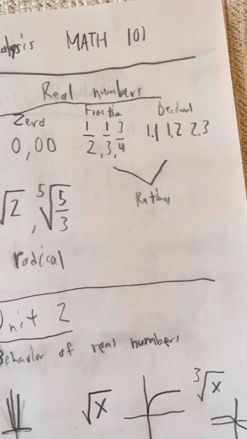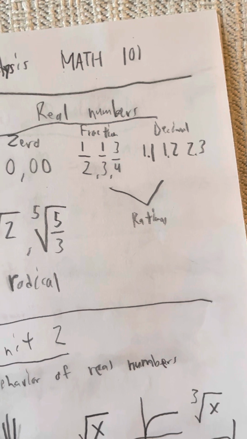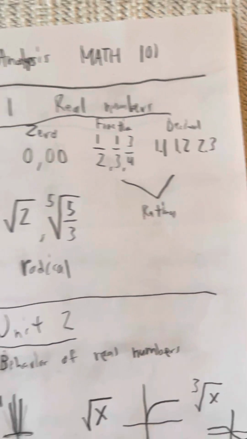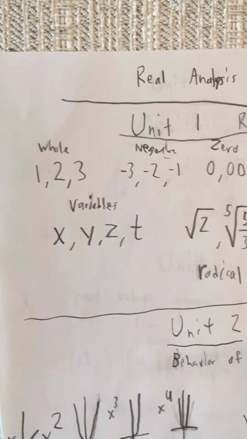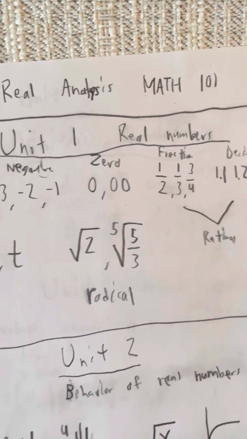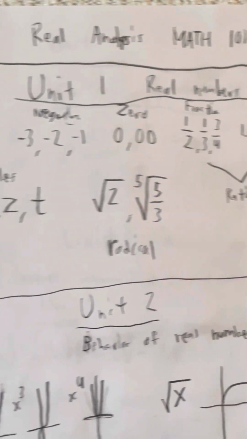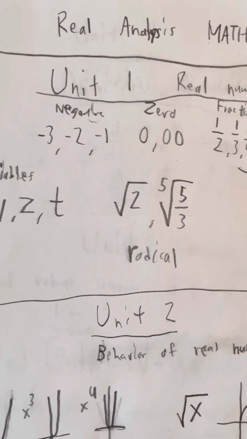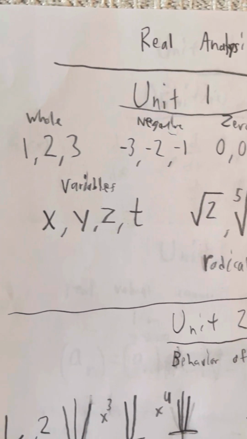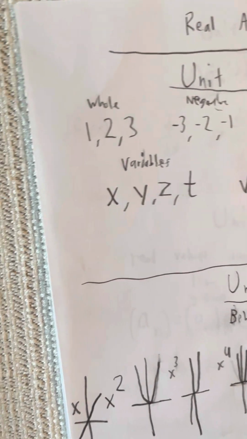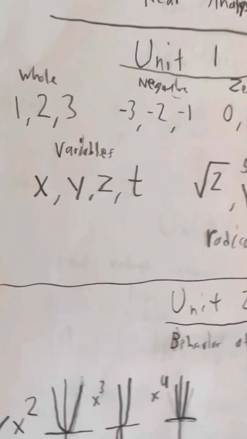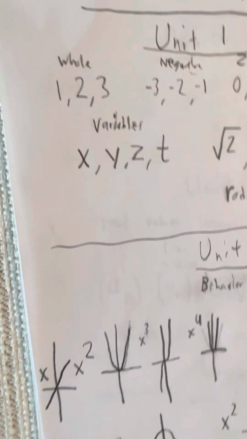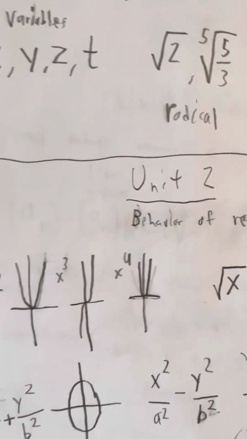Fractions: a half, a third, 3/4. Decimals: 1.1, 1.2, 1.3. It has a decimal point in it. Those last two are rational numbers. That's also rational. The radical of 2 and the fifth root of 5/3. Variables: x, y, z, and t, the four axes used in calculus, in multivariable calculus.